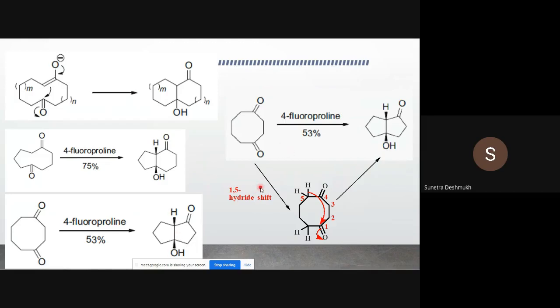Here I tried to show the mechanism of how the 1,5 hydride shift occurs. So count from this carbon atom 1, 2, 3, 4, 5, or maybe you can take this one as number 1 and count 1, 2, 3, 4, 5. So both carbonyl groups have a hydrogen atom at the 5th position. Okay, so you can take either carbonyl group and make the reaction. So 1,5: I started from this one, 1, 2, 3, 4, 5. At the 5th carbon atom two hydrogens are present.